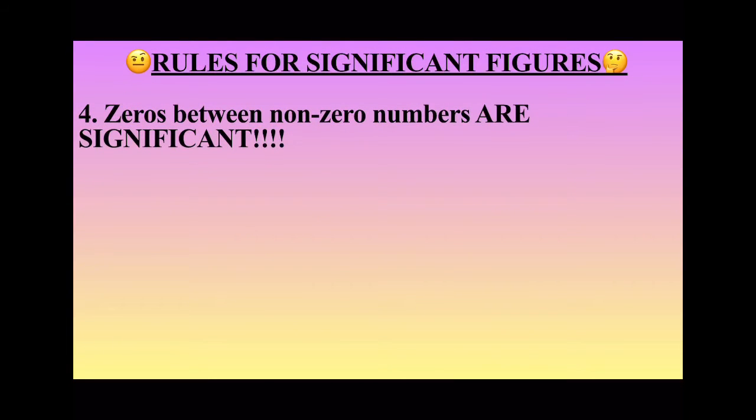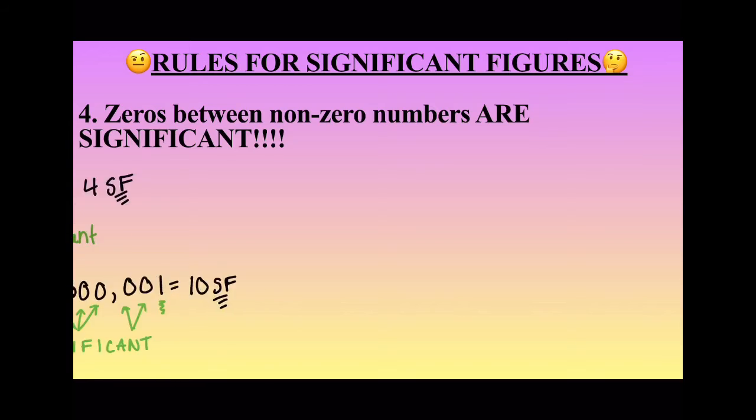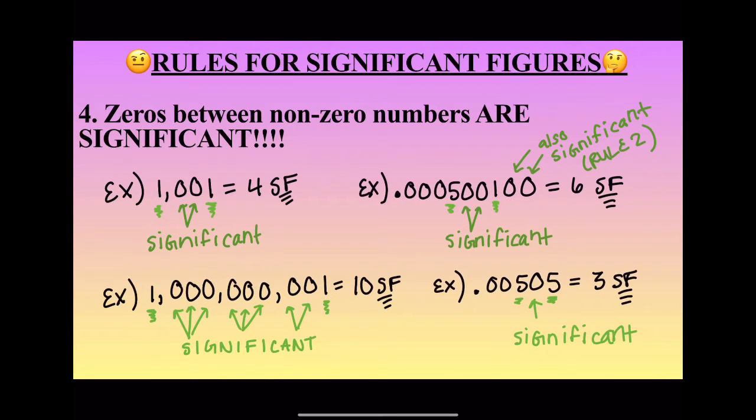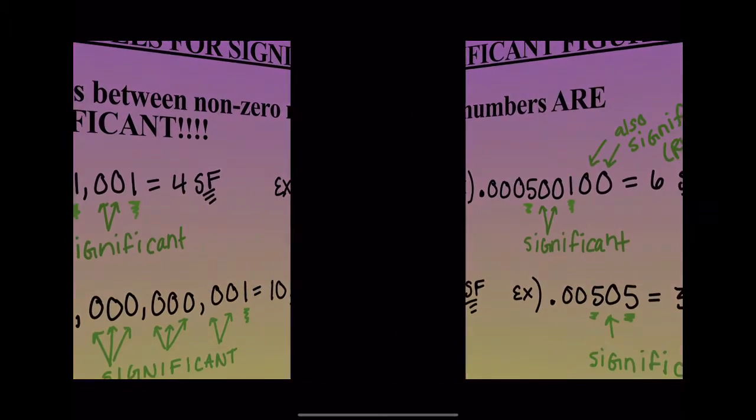Don't worry. Number 4, zeros between non-zero numbers are significant. And look, I highlighted them for you in this beautiful green. Have you noticed that each time the little smiley faces are getting angrier or more confused? I thought that was funny.